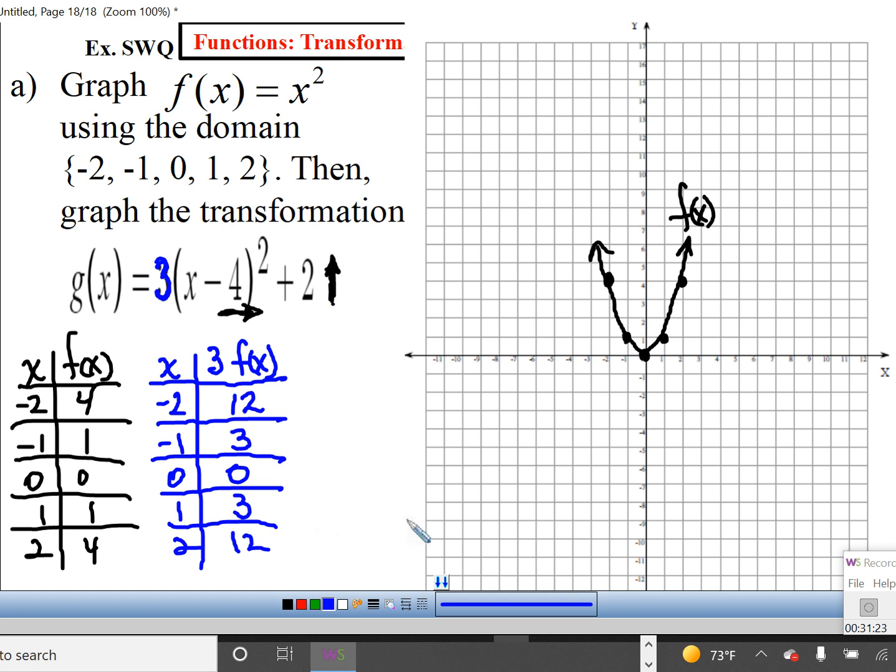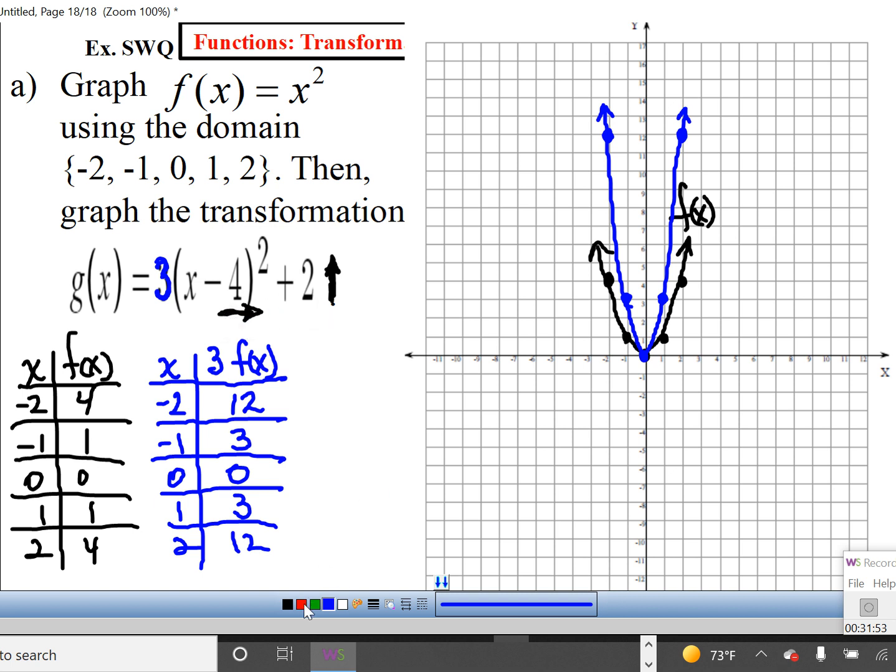All right? So, let's plot this to see what it looks like. -2, 12. -1, 3. 0, 0. 1, 3. 2, 12. All right. Now, did it stretch like we thought? Yes. But is that the last function? No, we still need to do what? 4 to the right and 2 down.